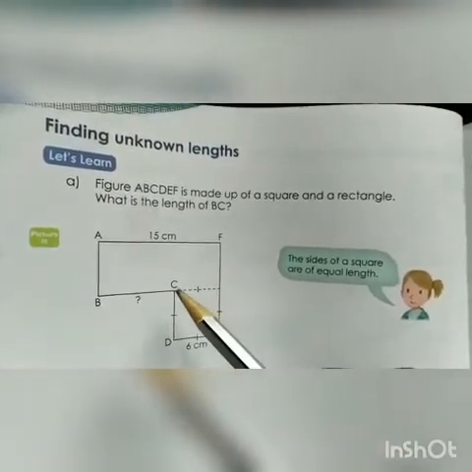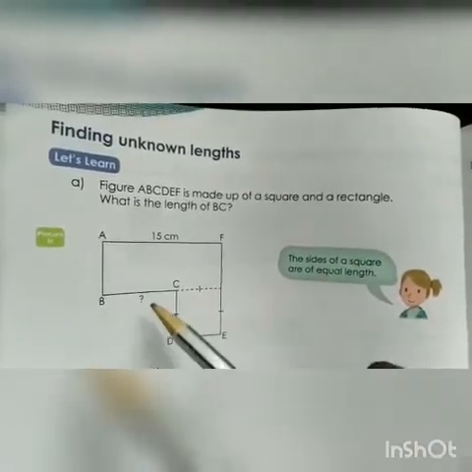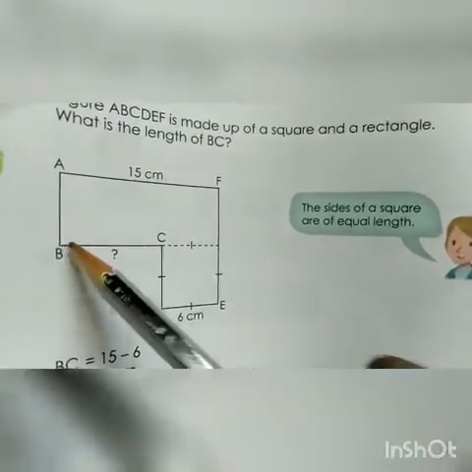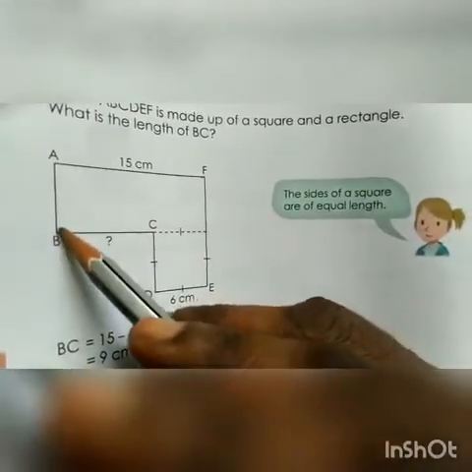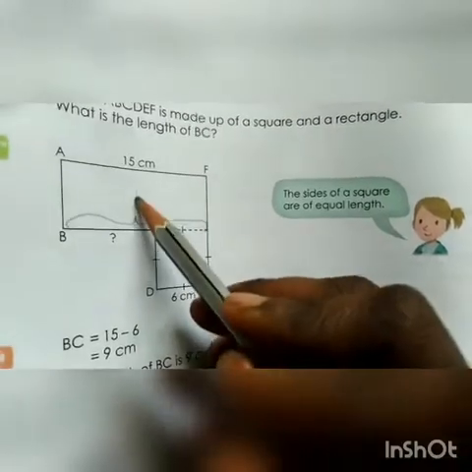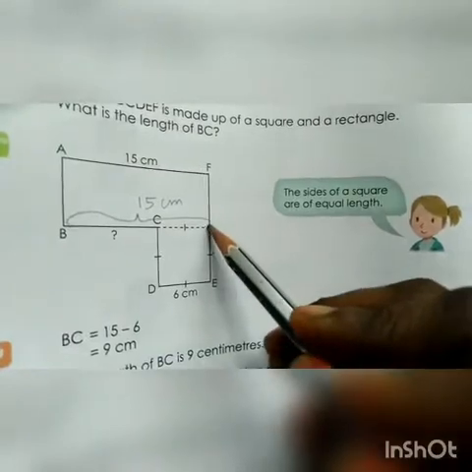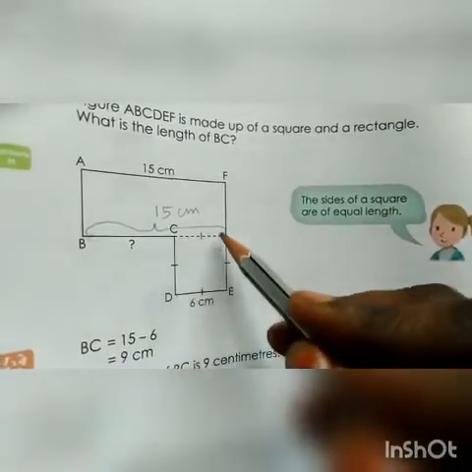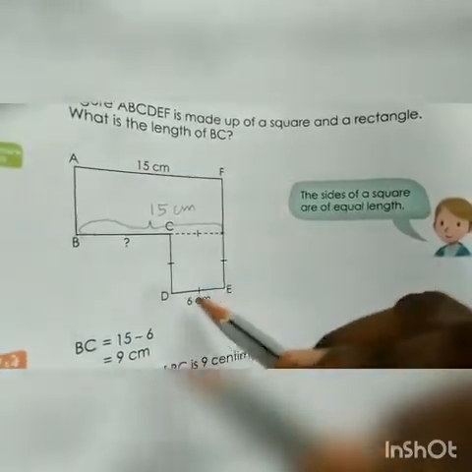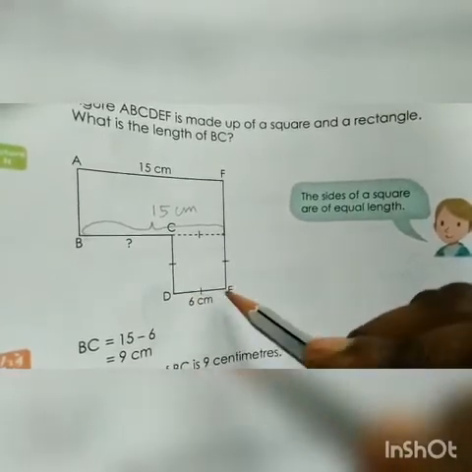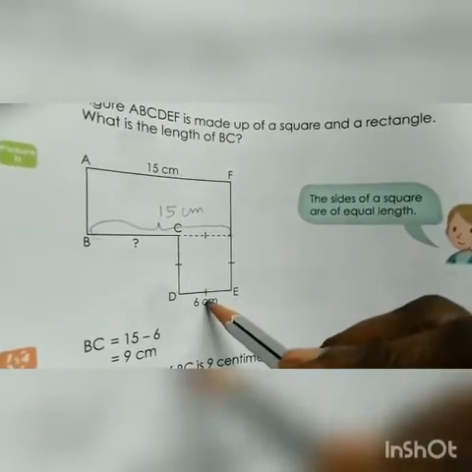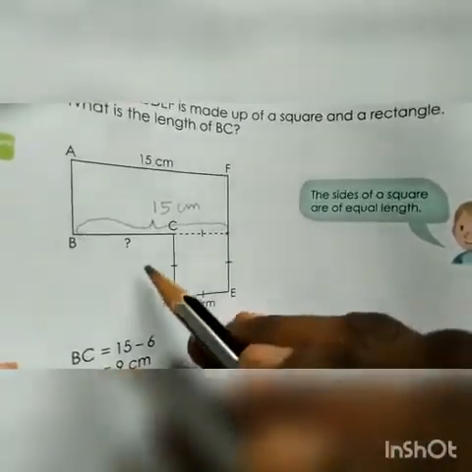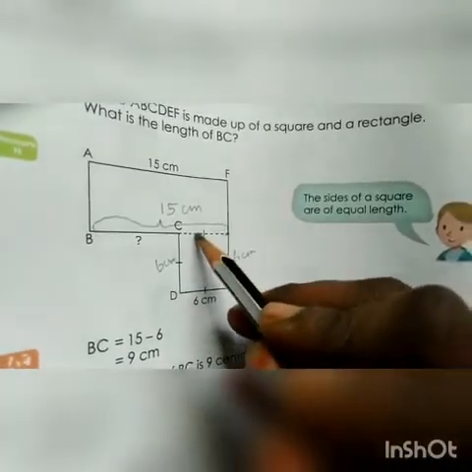So we have to find the length of BC. How do we find it? Look here. The total length of AF is 15, and the opposite sides are of equal length, as we know. So from B to this point we get 15 centimeter. If we cut this using a horizontal line, this is a square. For this square, the length of the side DE is equal to 6 cm. Using the property of a square, all the four sides are of equal length. Therefore, all the sides have the length of 6 centimeter, and this side also we get 6 centimeter.